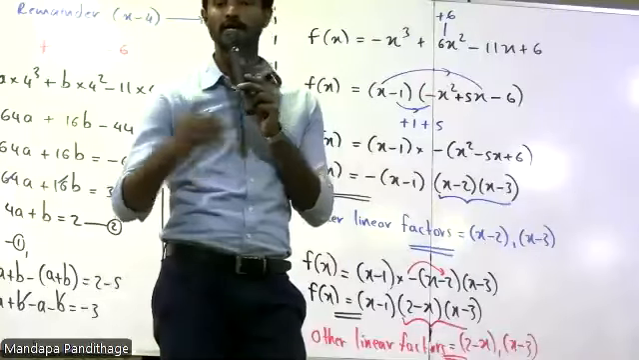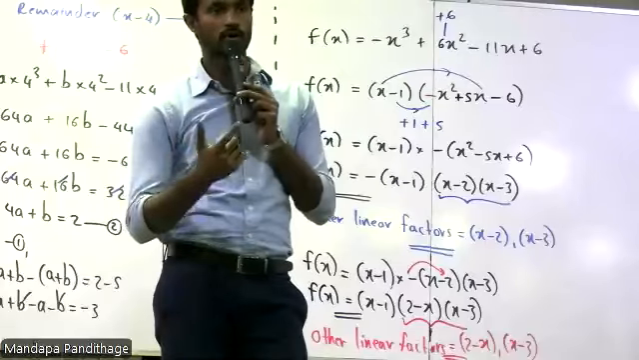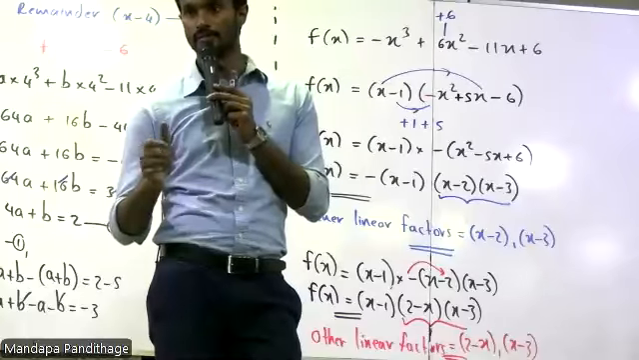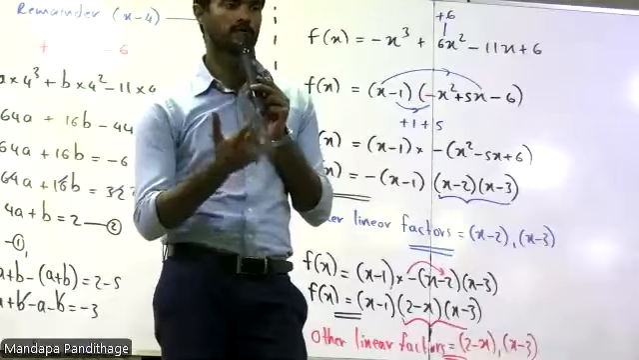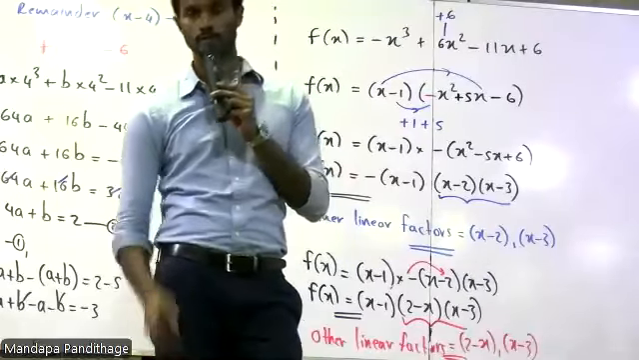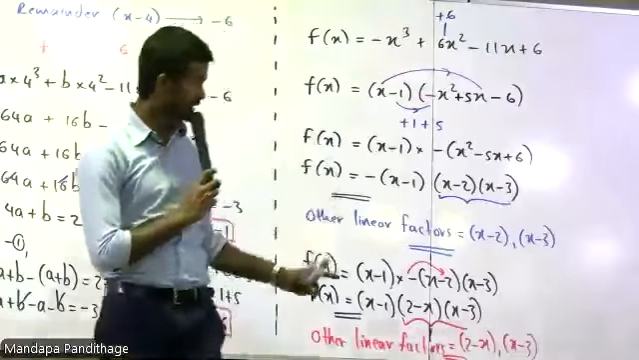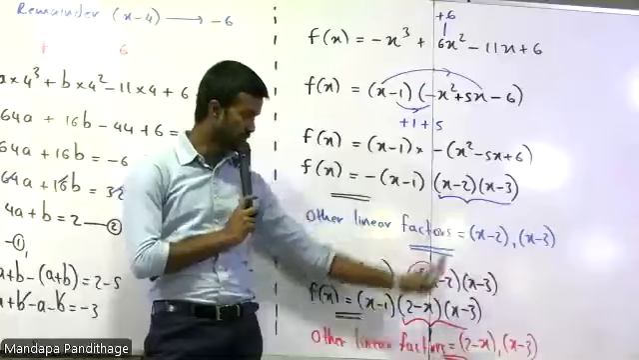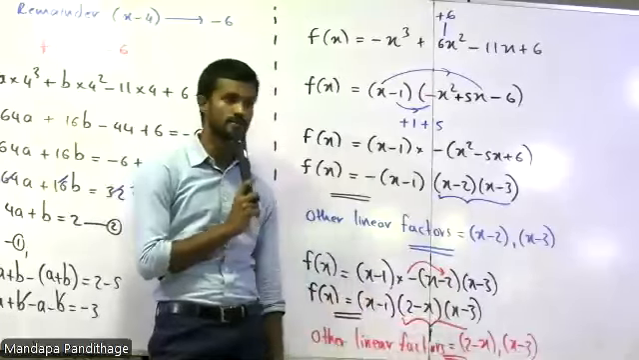When asked to write the factors of 4, we write 1, 2 and 4, no? Those are only the positive factors. But minus 1, minus 2 and minus 4 are also factors. So even if you take the answer as x minus 2, it's correct, and even if you take it as 2 minus x, it's correct.